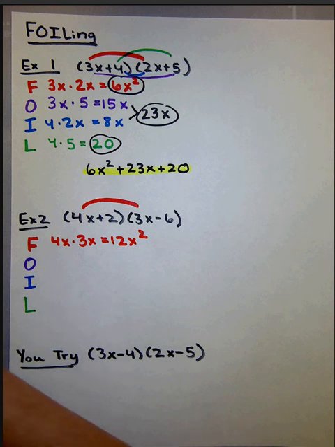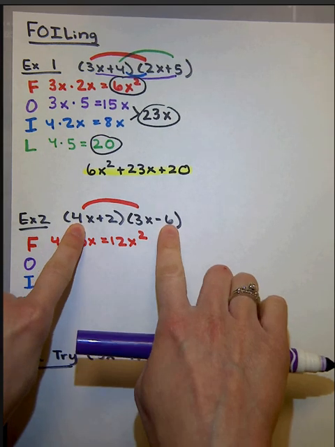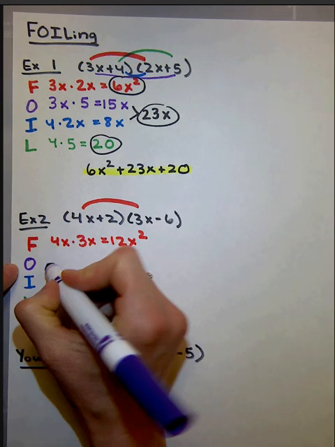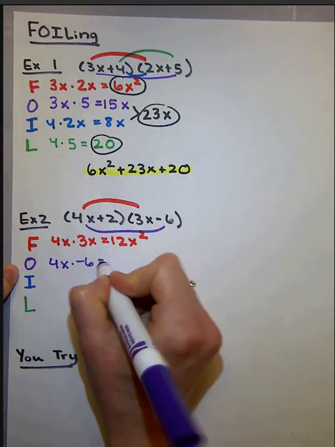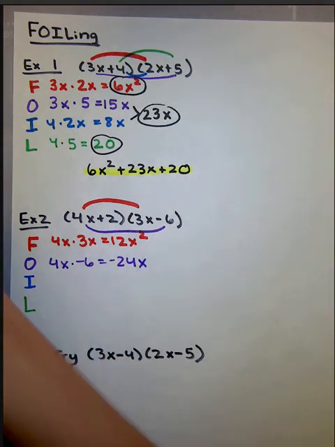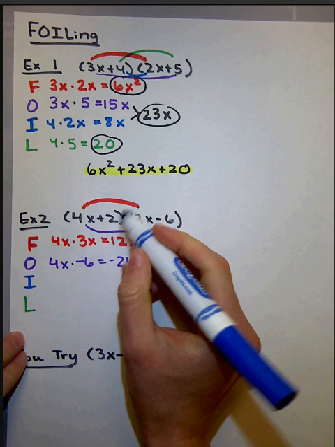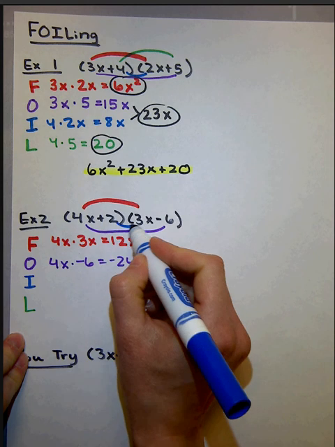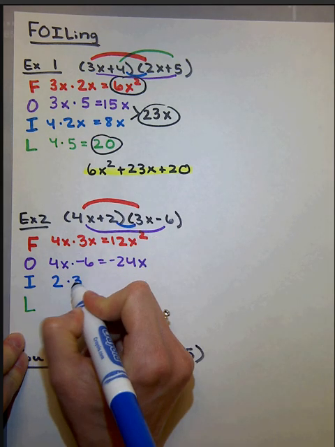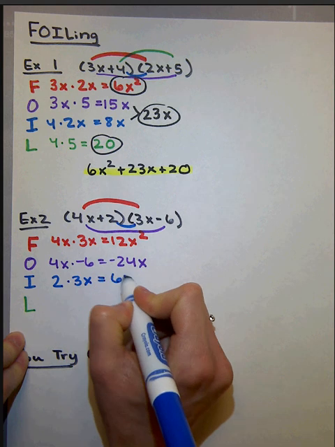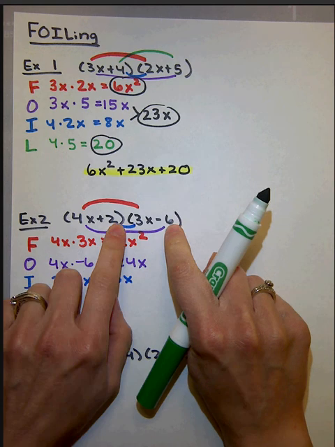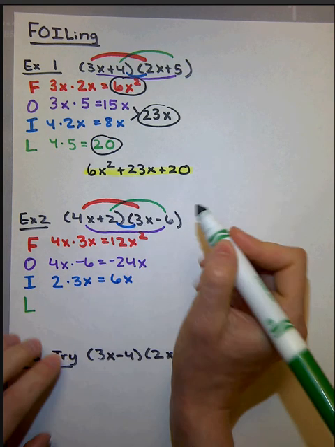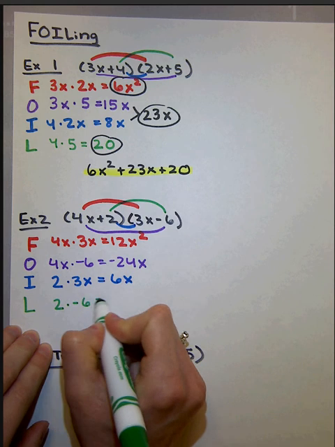Okay, now I'm going to go and multiply the ones on the outside. So outside of the set of parentheses is 4x, and be careful here, that's a negative 6. So 4x times negative 6, these two right here, which is negative 24x. The inner, the ones on the inside of the sets of parentheses, are 2 and 3x. Ends up being 6x. And the L stands for last, the last ones in each set of parentheses, which is 2 times negative 6, which is negative 12.